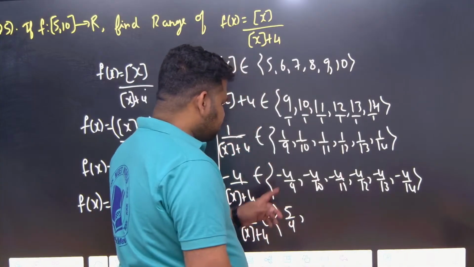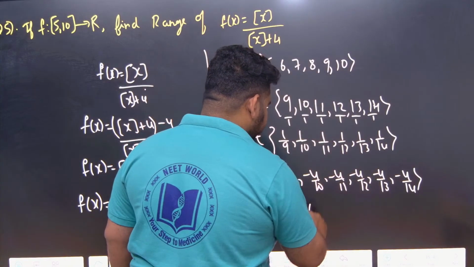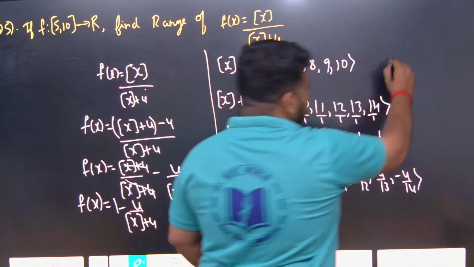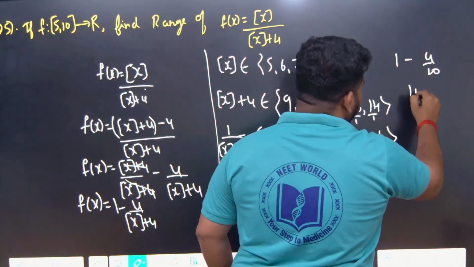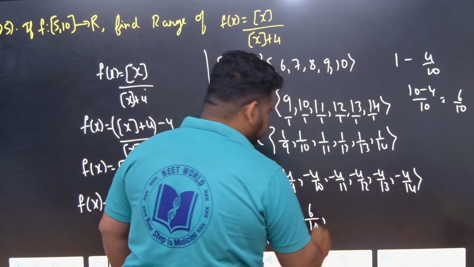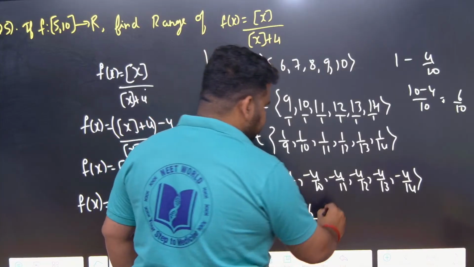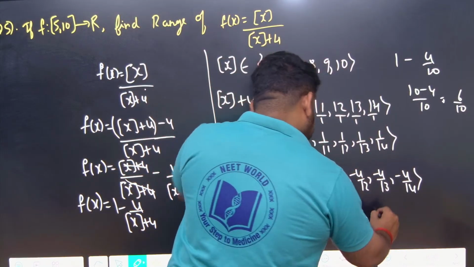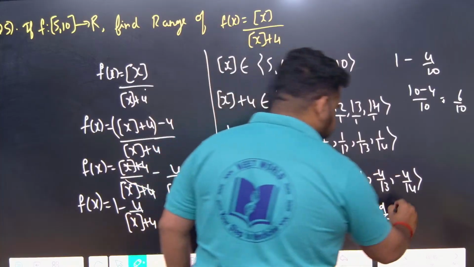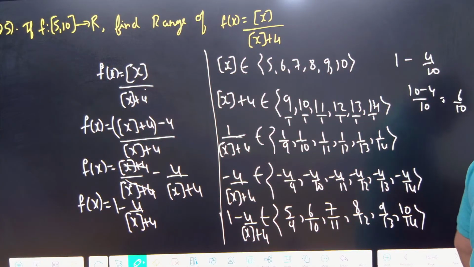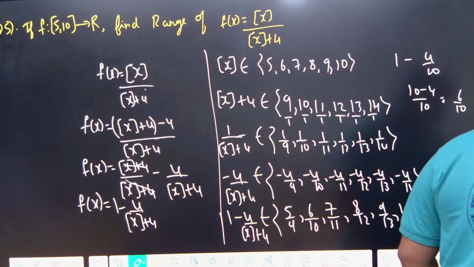What about this? 10 minus 4. I am just taking the LCM. So 1 minus 4 by 10 is 10 minus 4 by 10, so this will become 6 by 10. What about this one? 11 minus 4, that is 7 by 11. This will become 8 by 12. 13 minus 4, 9 by 13. 14 minus 4, 10 by 14. This is what we will be having, friends.